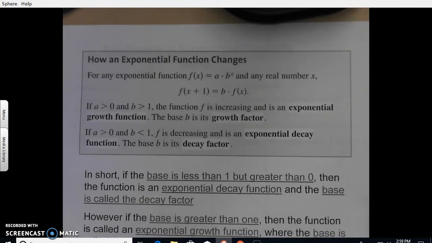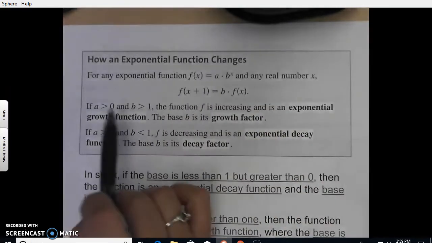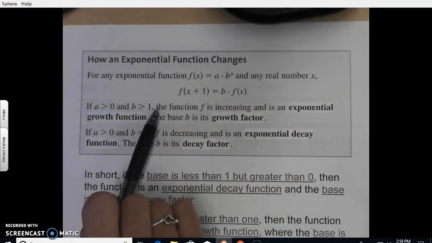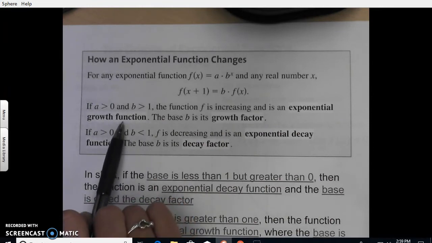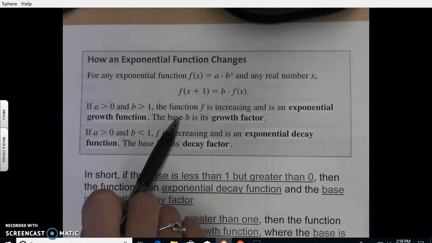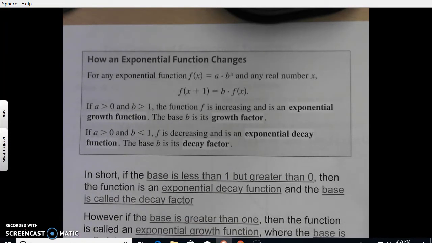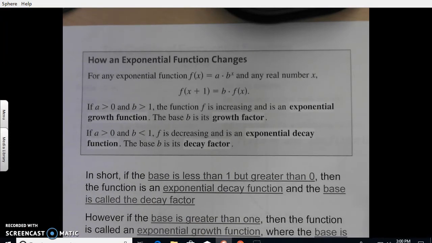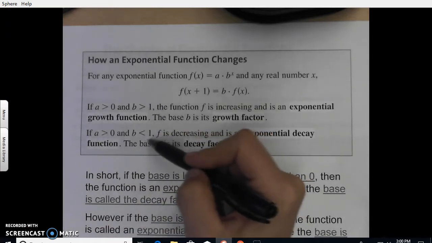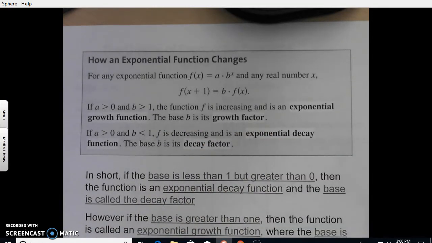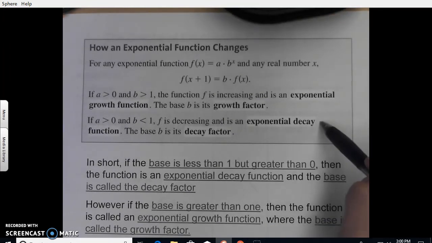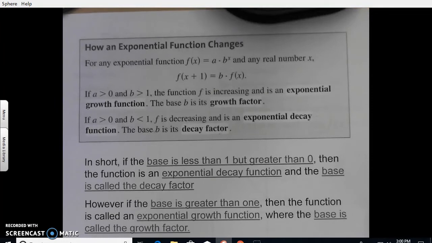So exponential functions. If we have an exponential function, a times b to the x power, we can have a growth function or a decay function. So if a is greater than 0 and b is greater than 1, so if our base is greater than 1, we have exponential growth, and b is our growth factor. And then if we have a is greater than 0 but b is less than 1, so our base is less than 1, we will have an exponential decay function, and b is our decay factor.